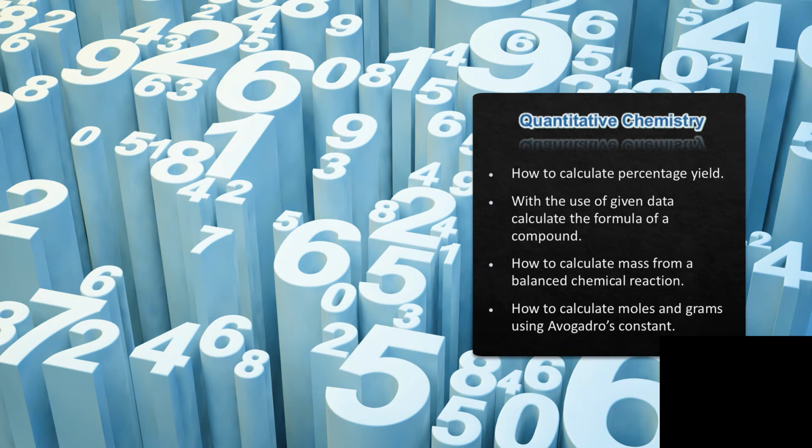In this second video, we're going to continue with our quantitative chemistry to be able to calculate percentage yield, calculate the formula of a compound with a given data, and calculate the mass from a balanced chemical reaction, and use Avogadro's constant to calculate moles and grams.